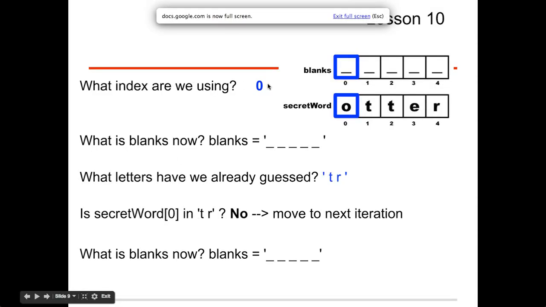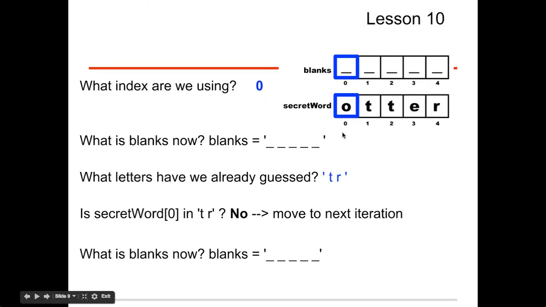So first we're using index 0. Blanks, we just defined it as 5 underscores, and the player has played through and has 2 correctly guessed letters so far, TR. So we're setting up the game board for him. We're updating the game board for him or her. Secret word 0 is O. That is not in TR, so that if statement is not true. So we move to the next iteration, and blanks does not change value.